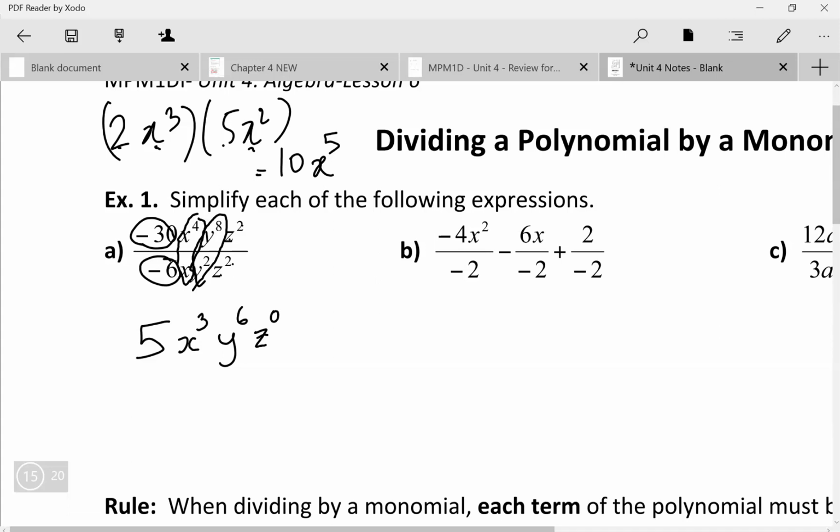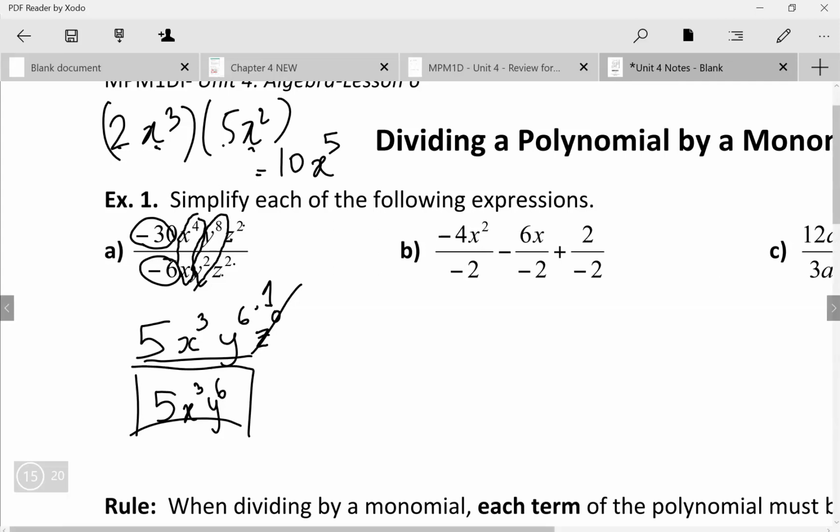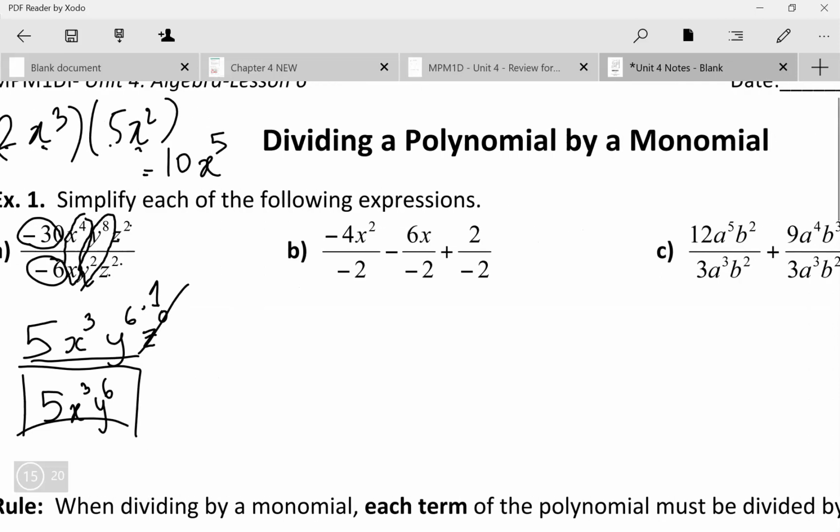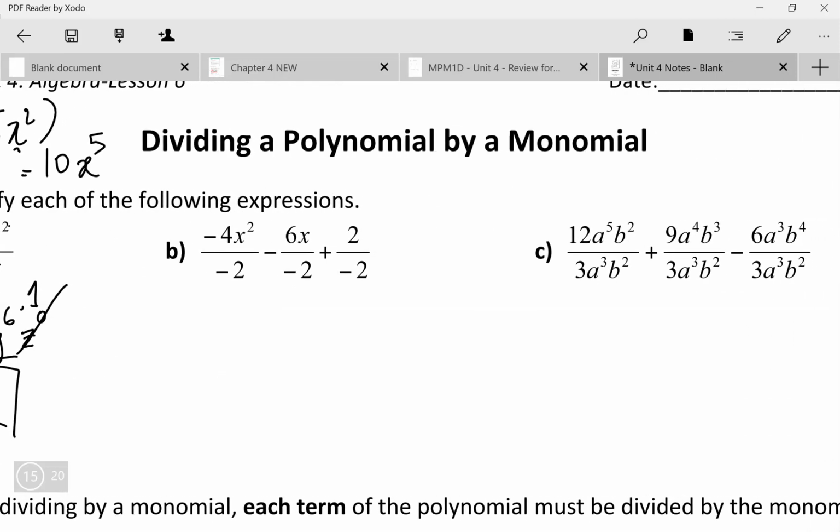We have to be careful here because we'll remember that if we get 0x squared or 0z, that would just be 0, and if you multiply anything by 0, everything becomes 0. But z to the power of 0 we know is 1. And so our final answer will be 5x cubed y to the power of 6, where this z to the power of 0 is just becoming 1, and this is multiplied by 1, which just gives us this. Sorry, and that's our answer. So that's division. Again, hopefully we can see that it's not too complicated. So we're gonna move forward.